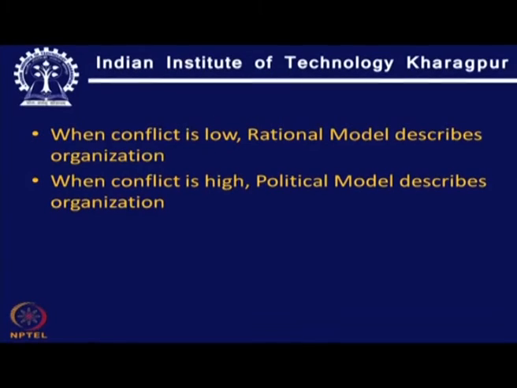So when the conflict is low in the organization, we go for a rational model. The rational model describes the organization as a traditional model, hierarchically arranged. There is a proper organizational structure, there is a proper information flow in a linear path, and all these things are called having a rational model for the organization.